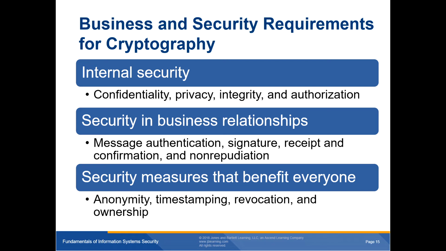Non-repudiation means that the person who sends a message cannot later deny it. Anonymity. These are security measures that benefit everyone. Anonymity disguises the user's identity. Unfortunately, criminals and terrorists can use anonymity to avoid detection. Timestamping provides the exact time when a producer creates or sends information. Revocation stops authorization for access to data.